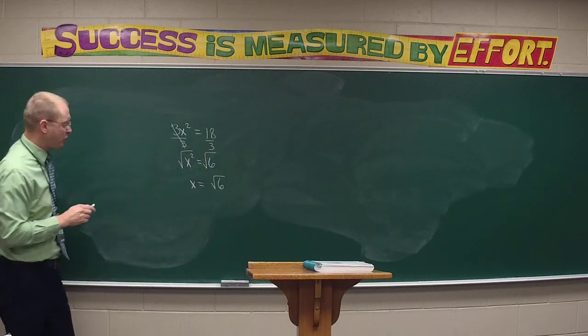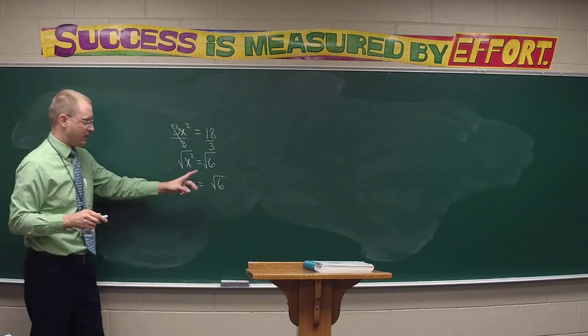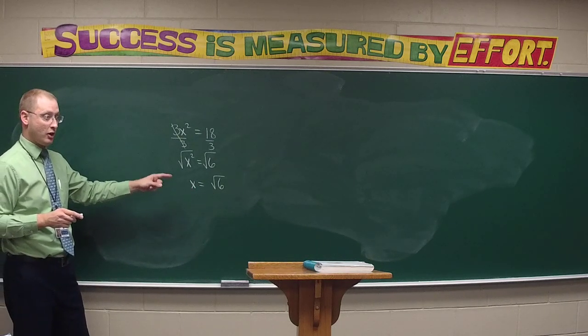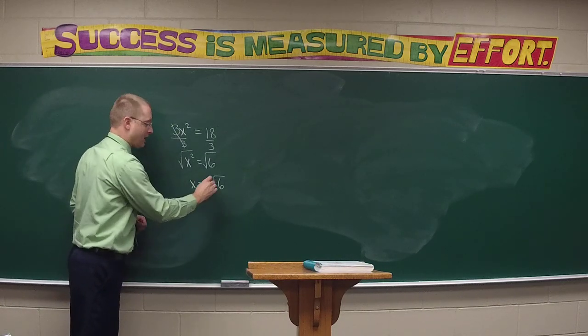But wait a second, I told you there's always 2 solutions to a quadratic. Here I see but 1. Anyone remember from Algebra 1? There are 2 square roots of every number, a positive square root of 6 and a negative square root of 6.